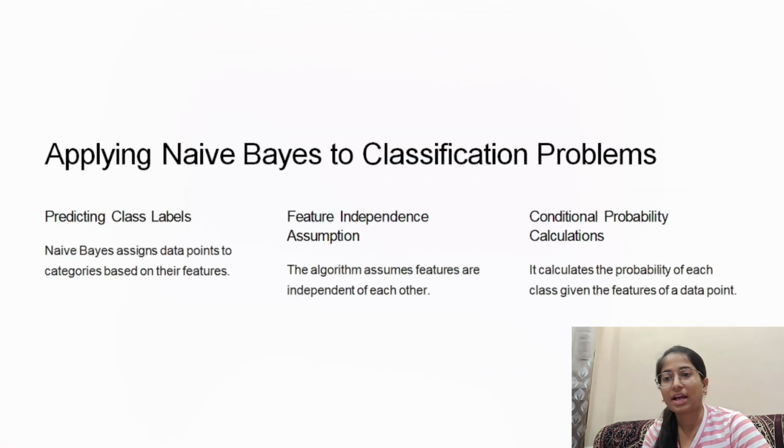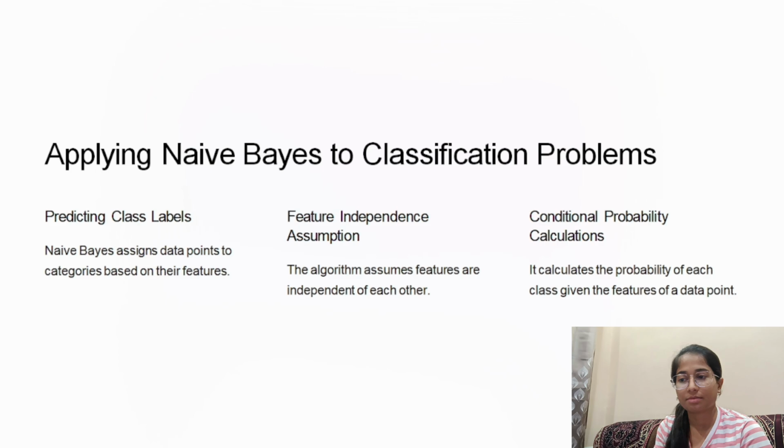Applying naive-Bayes to classification problems. Predicting class labels: naive-Bayes assigns data points to categories based on their features. So the categories assigned to the data we are using are based on their features.